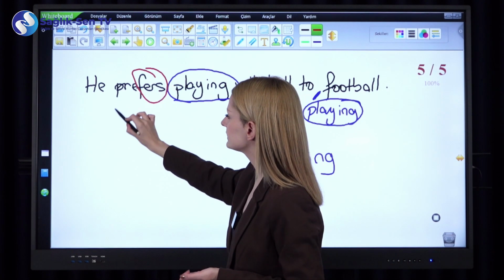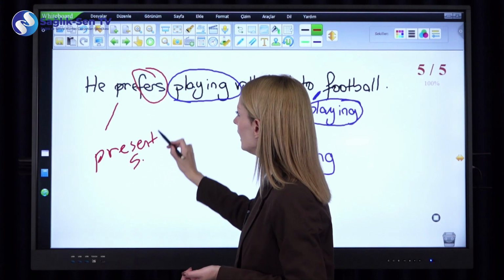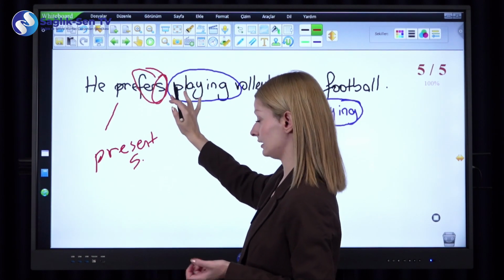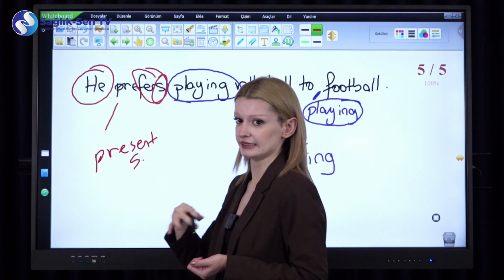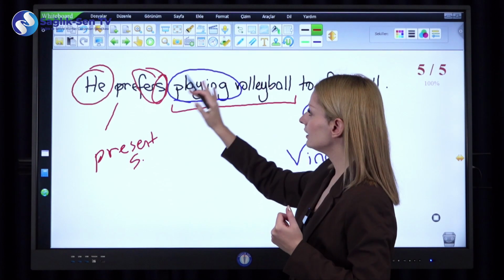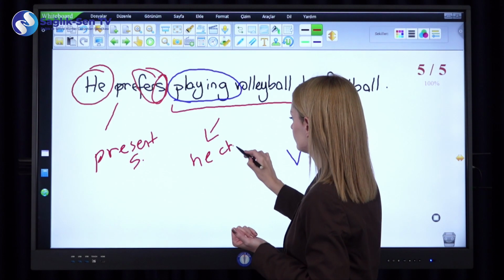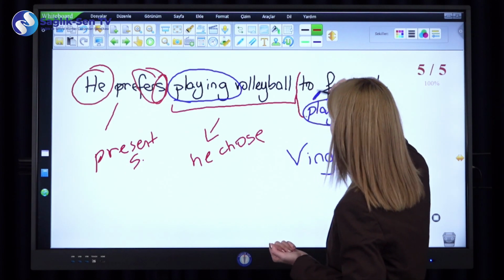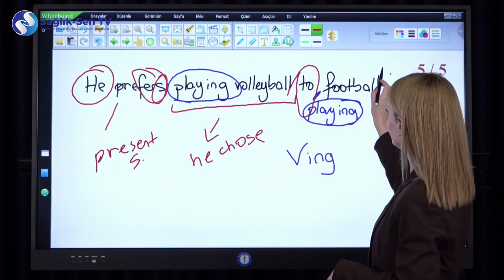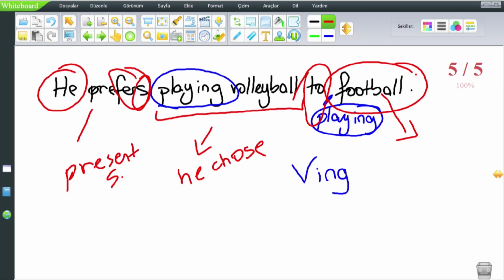After prefer, this is in present simple tense, that's why I added s at the end of the verb, because the subject is he, and I put the thing he chose. To, and the second choice that he didn't make. And I omitted the verb ing actually.